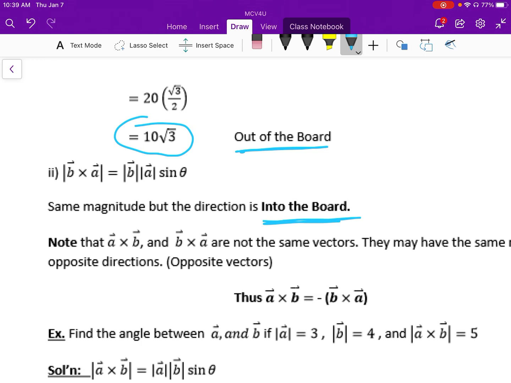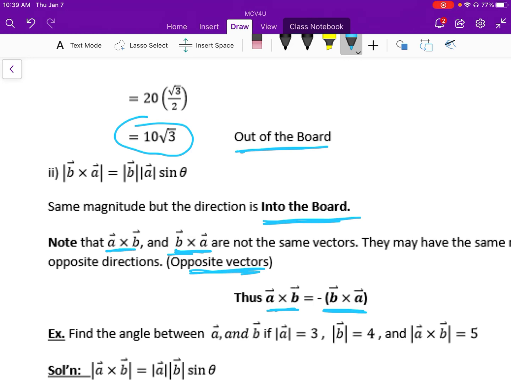You notice that the commutative property does not hold true for the cross product, okay? You have the same magnitude, but opposite directions. So therefore, these two vectors are not the same. They're actually opposite vectors because the directions are opposite.